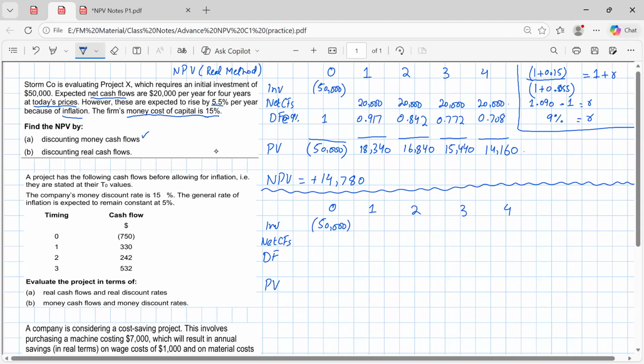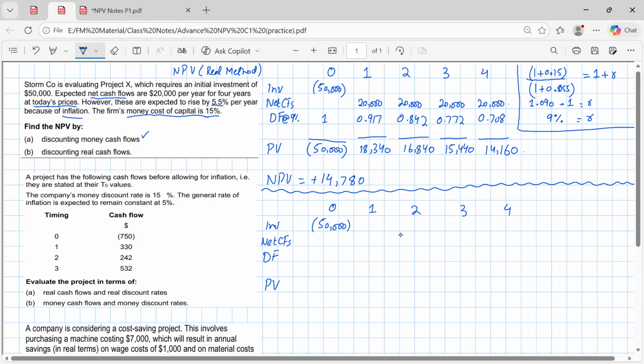And for the money method, we need which type of cash flow? Money. And money cash flows are those that include the impact of inflation, or nominal. The cash flows currently given to you, are those money or real? Real. So you need to inflate those cash flows. And you know the inflation rate, which is 5.5%. So you have to increase the cash flow by 5.5% every year. Is this point clear?